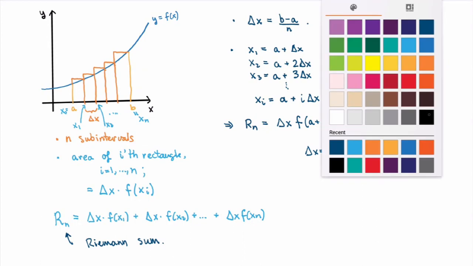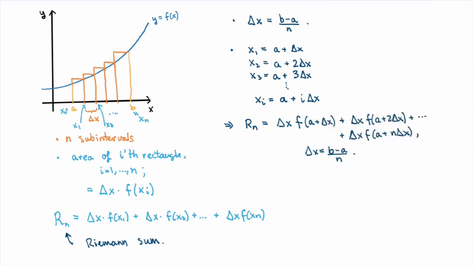All right, so this is all very cool, but that only gives me an approximation of the area. To get the true area under the graph, what I want to do is send the number of rectangles to be infinity.